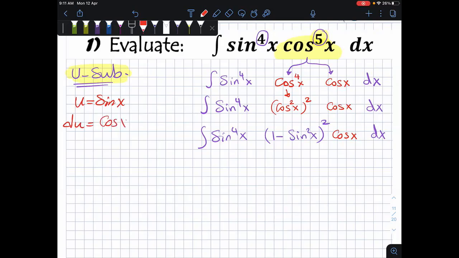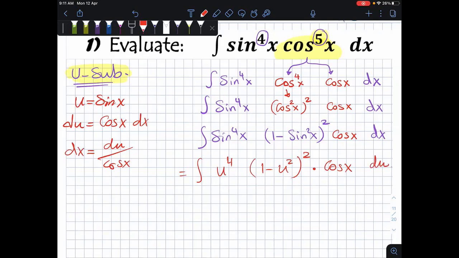So we're going to replace every sine here. Each sine in the question we remove and put u to the power of 4 into 1 minus u squared all squared, multiplied by cosine x. What's dx here? Times du over cosine x. Yes. It's du over cosine x. Simply we will cancel the cosine with the cosine.